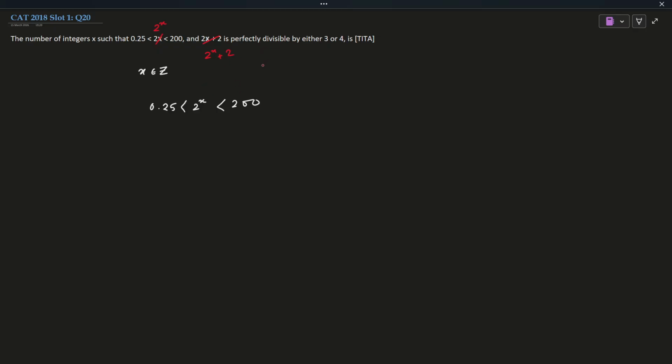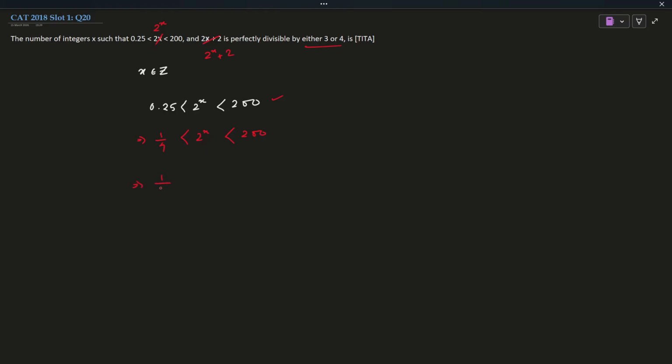2 to the power of x plus 2 is perfectly divisible by either 3 or 4, where x belongs to integers. So I have to find the number of possible values of x such that 2 to the power of x is between 0.25 and 200, and 2 to the power of x plus 2 is divisible by either 3 or 4. So guys, this can be written as 1 by 4 less than 2 to the power of x less than 200, right?